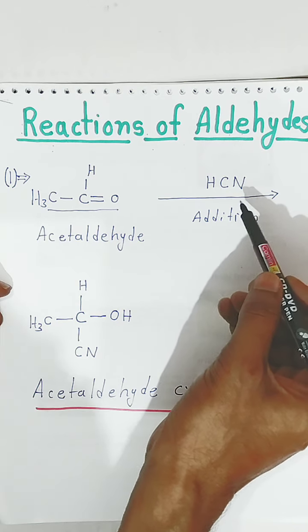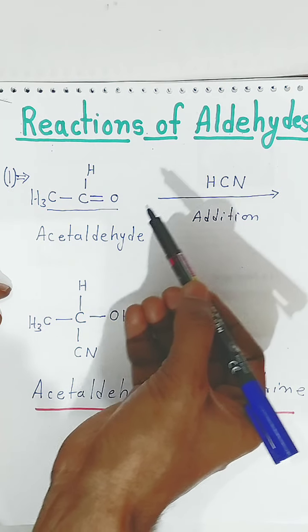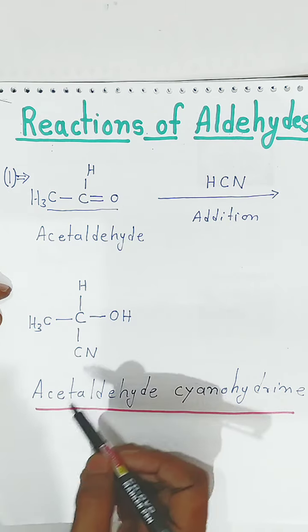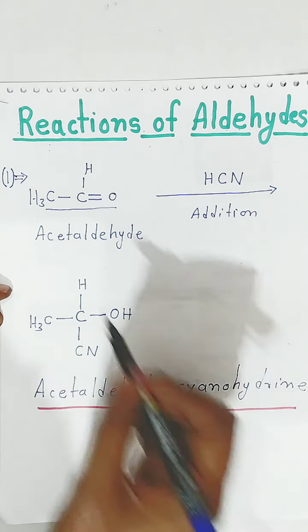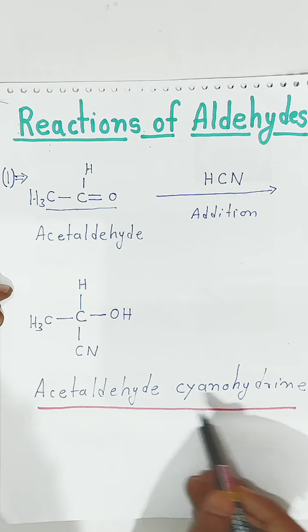You are adding hydrogen cyanide as the reagent. What happens, students? This hydrogen cyanide is added to the acetaldehyde. It forms acetaldehyde cyanohydrin. So acetaldehyde undergoes an addition reaction and forms acetaldehyde cyanohydrin.